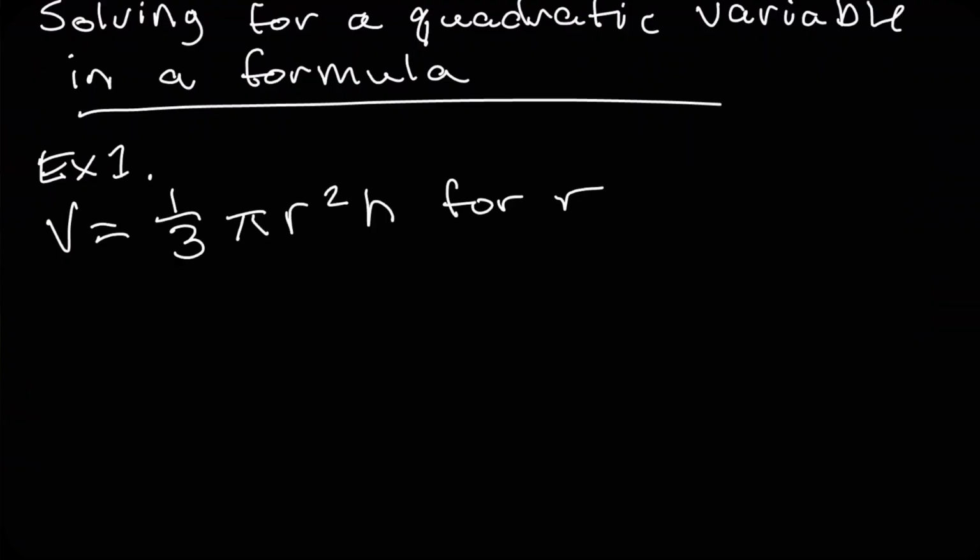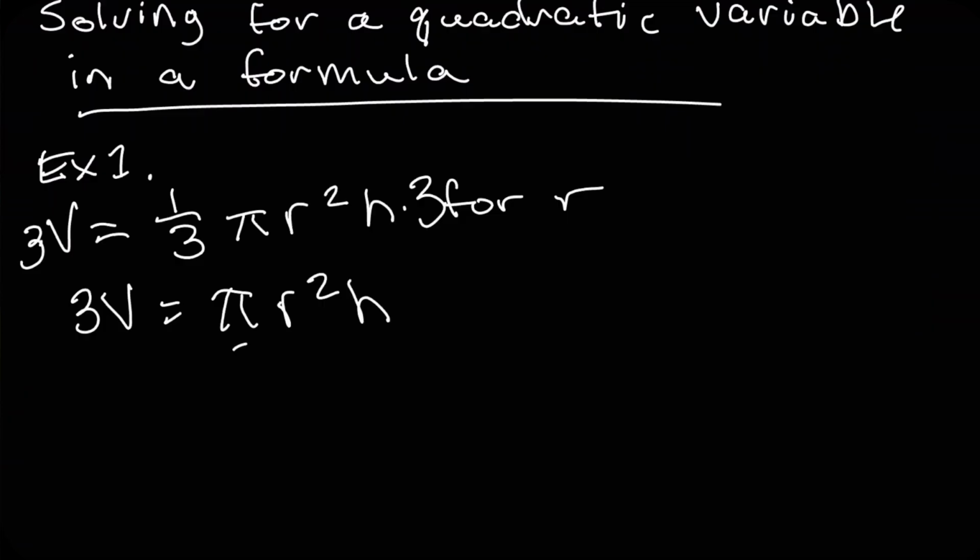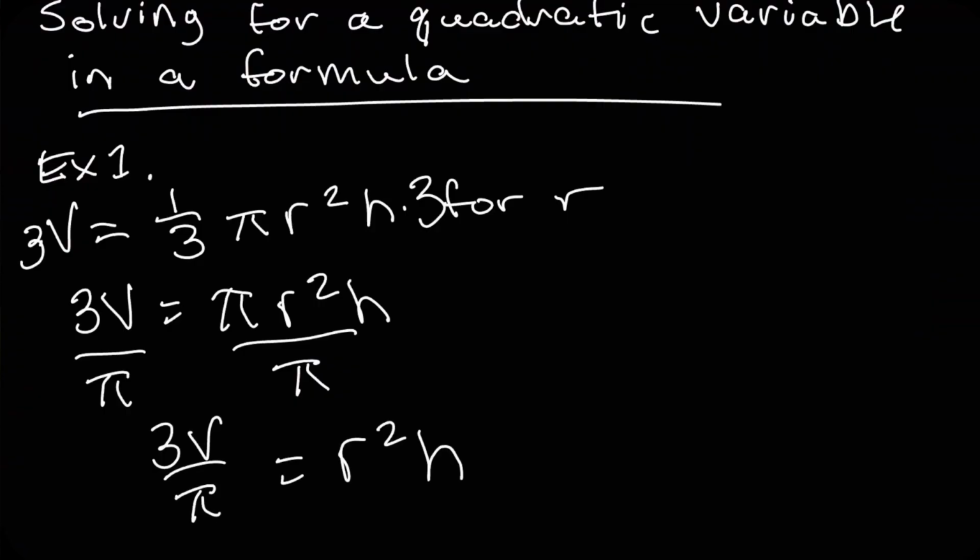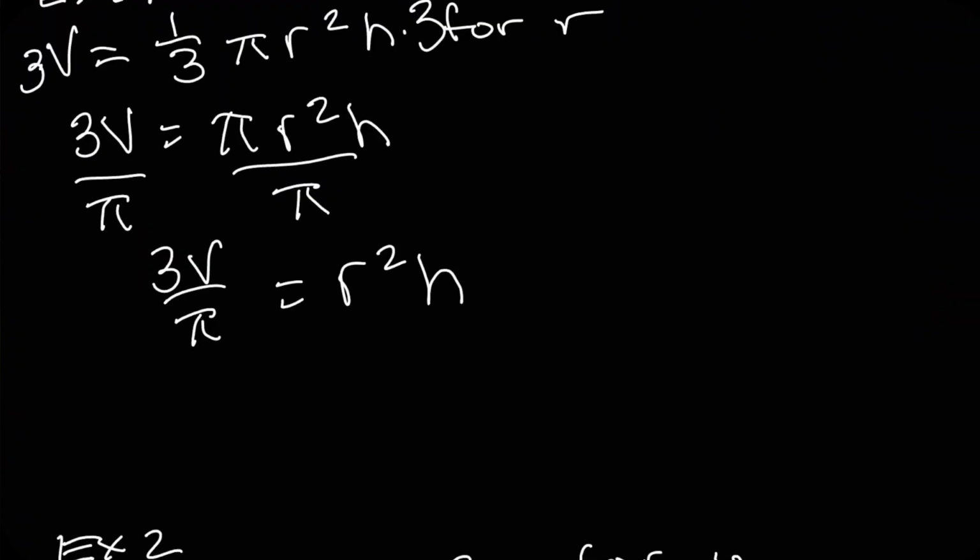We know that we have some constants here of 1/3 and also pi. Let's first multiply by 3 to get rid of that 1/3 on the right hand side. That leaves us with 3v is equal to pi r squared h. Pi is another constant that we can get rid of, and to do that we need to divide by pi. So we're left with 3v divided by pi is equal to r squared h, and we're getting a lot closer to solving for r here.